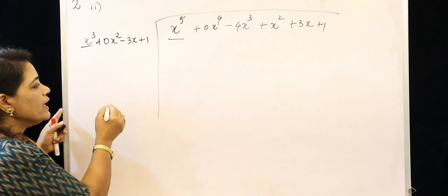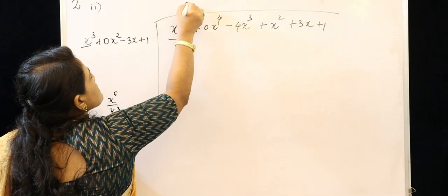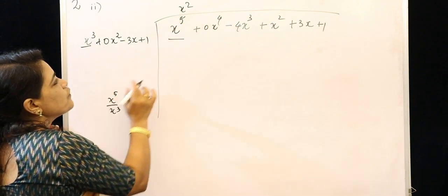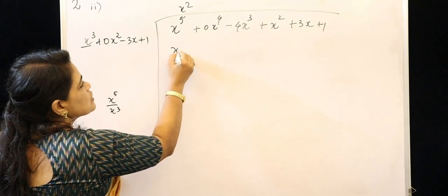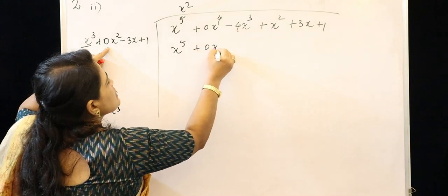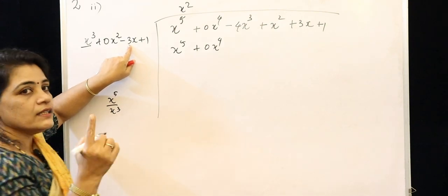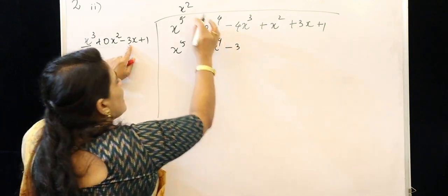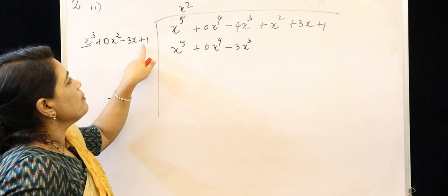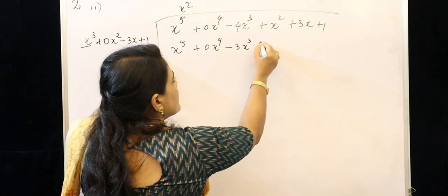So x⁵ divided by x³, that is x². So x² with all the terms in the g(x). So x² into x³, that is x⁵, and x² into 0x² plus 0x⁴, okay, and x² into minus 3x, that is minus 3x³. Understood? Now x² into plus 1 is positive x².